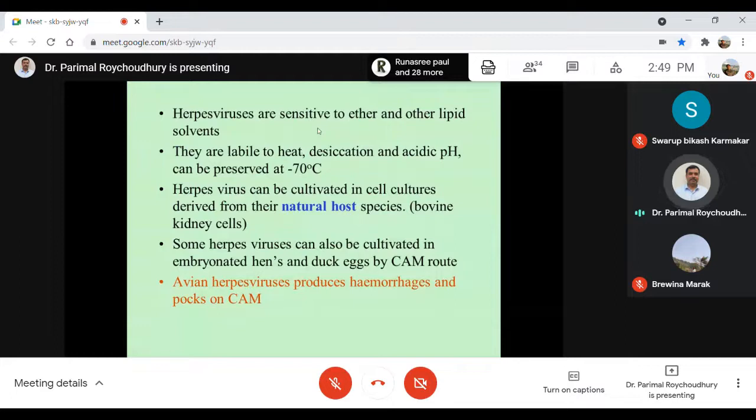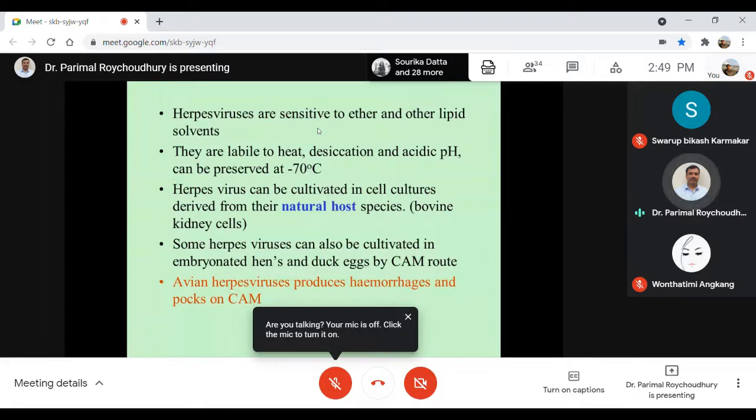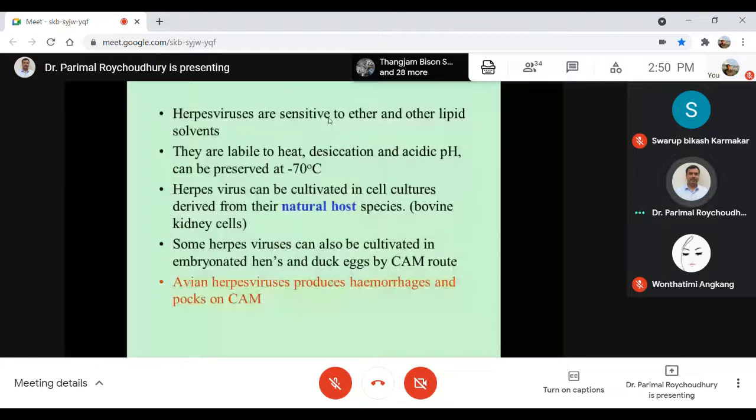Okay. Since it's an enveloped virus, the envelope is essentially needed. Unlike African swine fever, where we talked about how even without the envelope the virus can produce infection, here this is not so. So if lipid solvents destroy the envelope layer, the virus will be inactive.